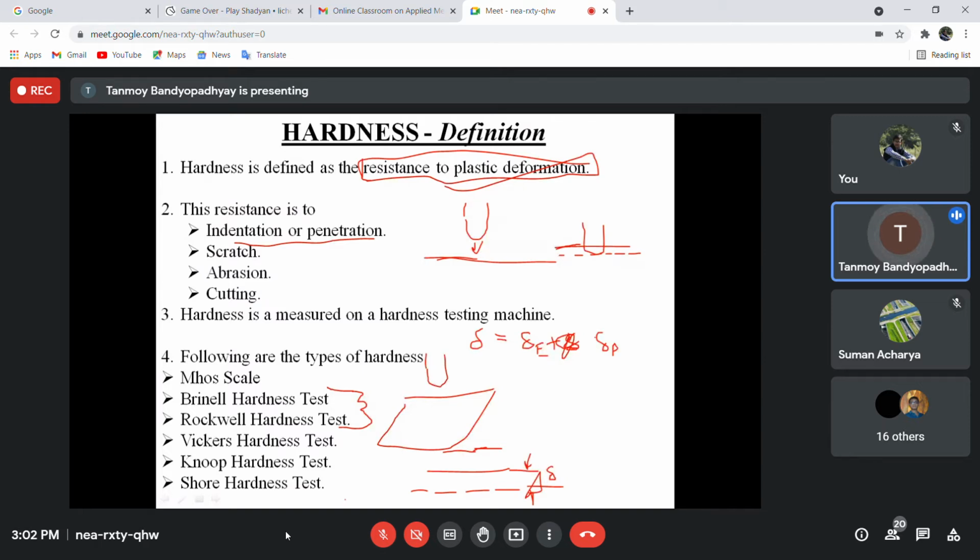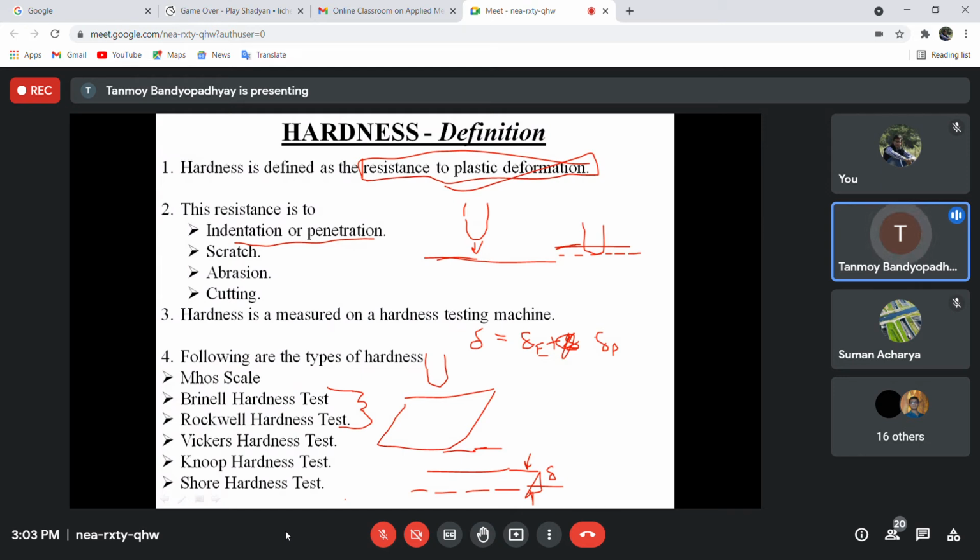So you are indenting the specimen using an indenter. Once you remove the indenter, some impression of the indenter will remain on the specimen. Whatever was the elastic part will recover by itself, and that doesn't form any appreciable deformation. Okay? Only the plastic part of the deformation will remain in the material, and that part only we can measure using the hardness testing machines.